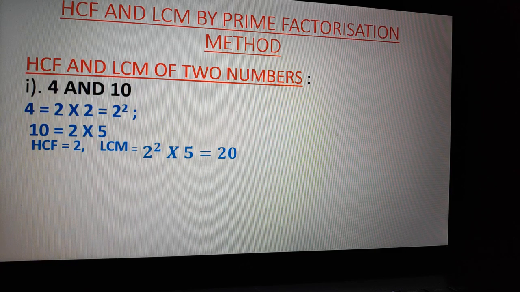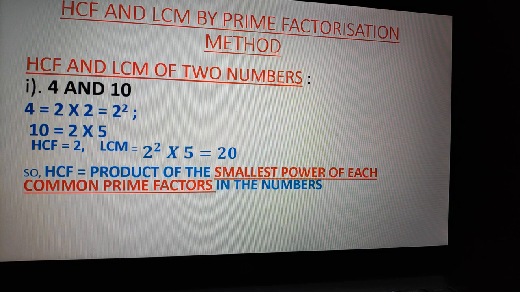But what is the LCM? While talking about LCM, we have to consider all the factors which we observe in both the numbers. What are the factors we observe here? We observe only two factors, 2 and 5. And we have to consider the highest power. So 2 square and 2 power 1. Therefore the highest power is 2, so we consider 2 square, then multiplied by the other factor 5. Then the product becomes 20. So this 20 is the LCM.